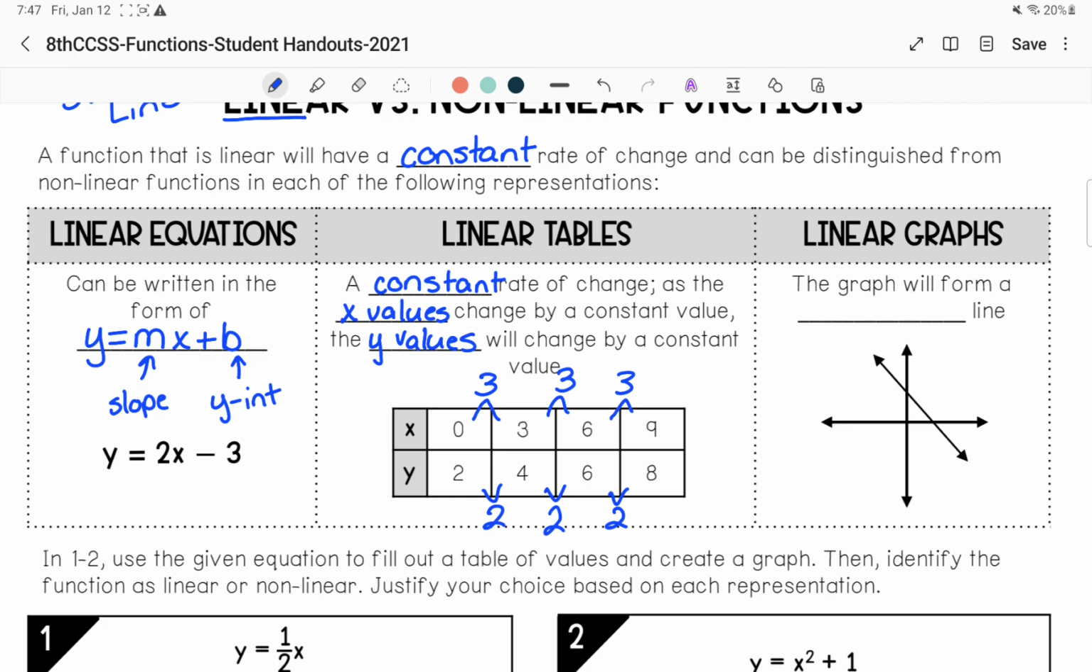And remember when we were using our tables for graphing those linear equations or writing the equations, this y over x, or 2 over 3, would be our slope because it's our constant rate of change. Alright, as for linear graphs, it's just that the graph will form a straight line. So anytime you see a perfectly straight line, you know it's a linear function.